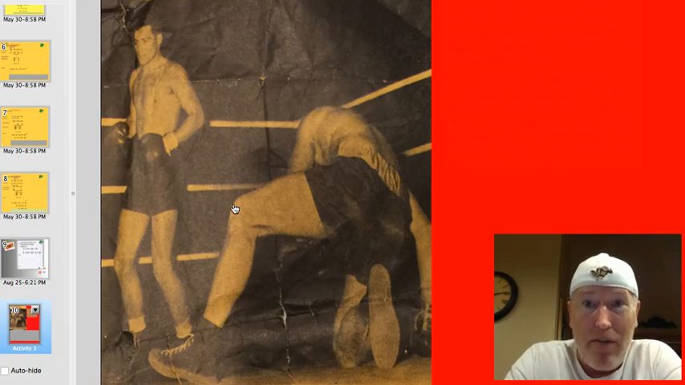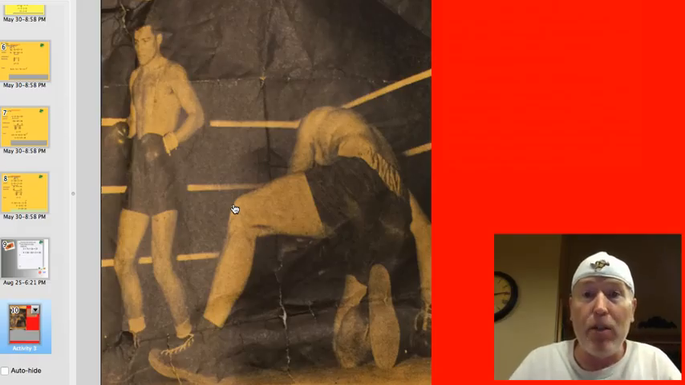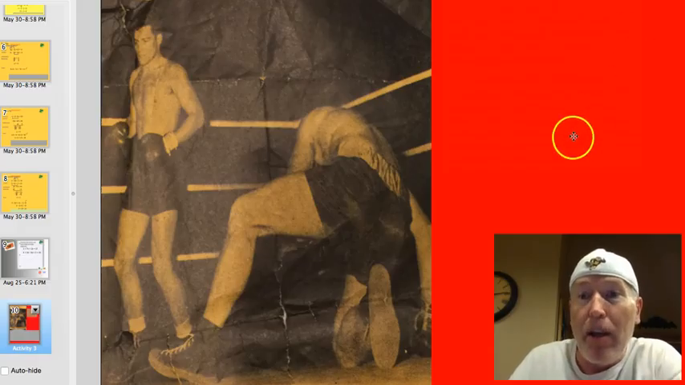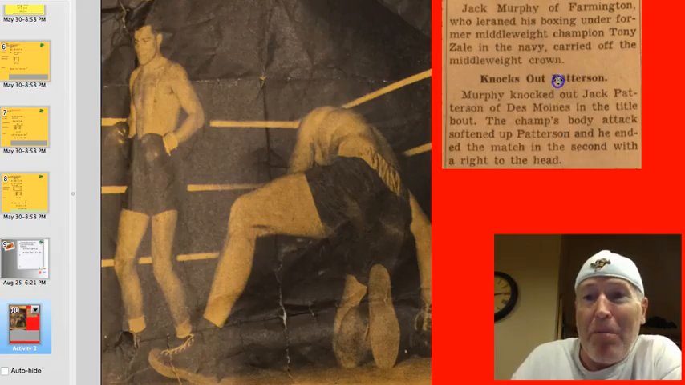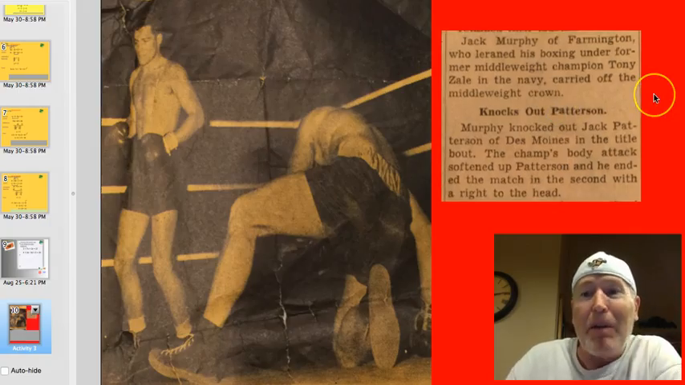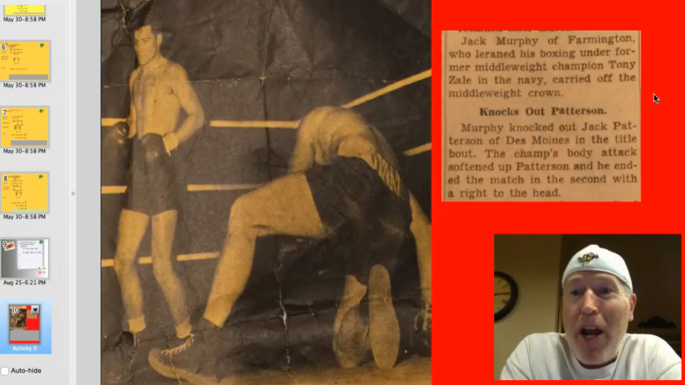He got down there and he found out that he couldn't hold a title in Minnesota and Iowa. So they changed his name. They gave him this name, Jack Murphy. I thought it was a story. Look what I found. He died this past winter, and look what we found when I was cleaning out his room. Jack Murphy of Farmington, who learned his boxing under former middleweight champion Tony Zale in the Navy, carried off the middleweight crown.